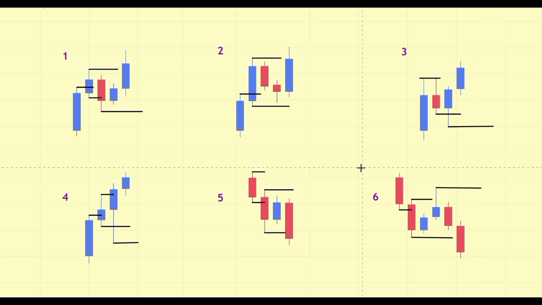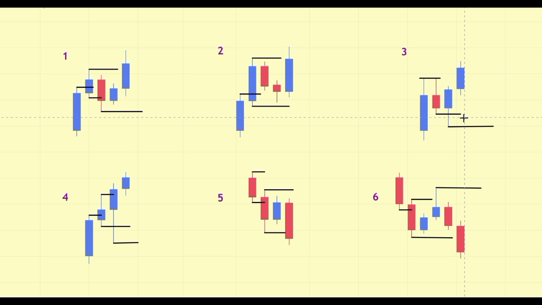All right, so scenario 1 is valid because of the break below the lowest point of the previous candle, since this is a bullish scenario. Scenario 2 is invalid because there is no break below the lowest point, and this is a bullish scenario. And we said in a bullish scenario, we need a break below the lowest point. Scenario 3, this is a bullish scenario, so we need a break below the lowest point. It can be a break by a wick or a break by a candle close.